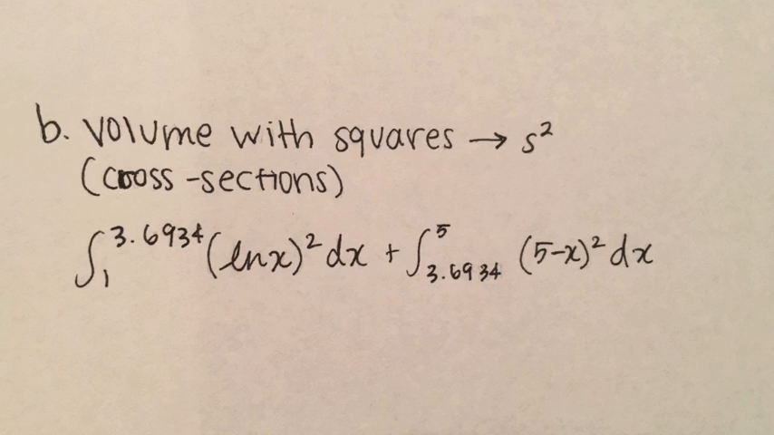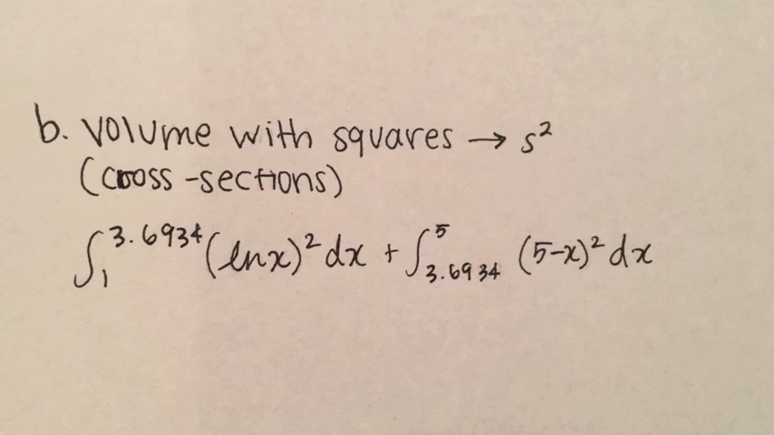To find cross-sectional volume with squares, we use s squared. Again, we need to use two separate pieces, so that we can acknowledge both top functions. In this problem, we have the integral from 1 to 3.6934 of (ln x) squared dx, plus the integral from 3.6934 to 5 of (5 minus x) squared dx. Remember that the problem says write but do not solve, so this is all we need to write. You receive 2 points for the integrands, which are the dx's, and then 1 point for the expression for total volume.